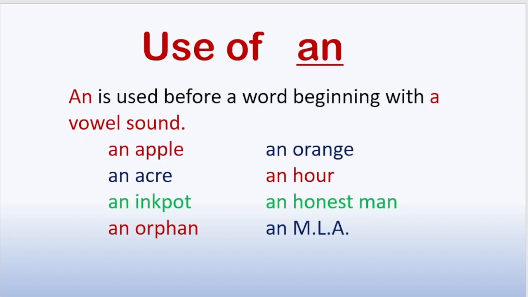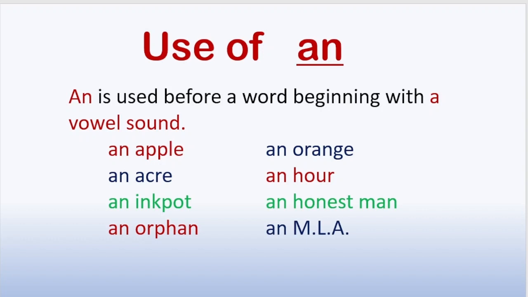You see the examples: an apple, an acre, an inkpot, an orphan, an orange. Apple, acre, inkpot, orphan, orange. These words begin with vowels. These words also begin with vowel sounds. An apple. Apple begins with a vowel sound. Acre, inkpot, orphan, orange, they all begin with a vowel sound. That's why we have used an before these words.